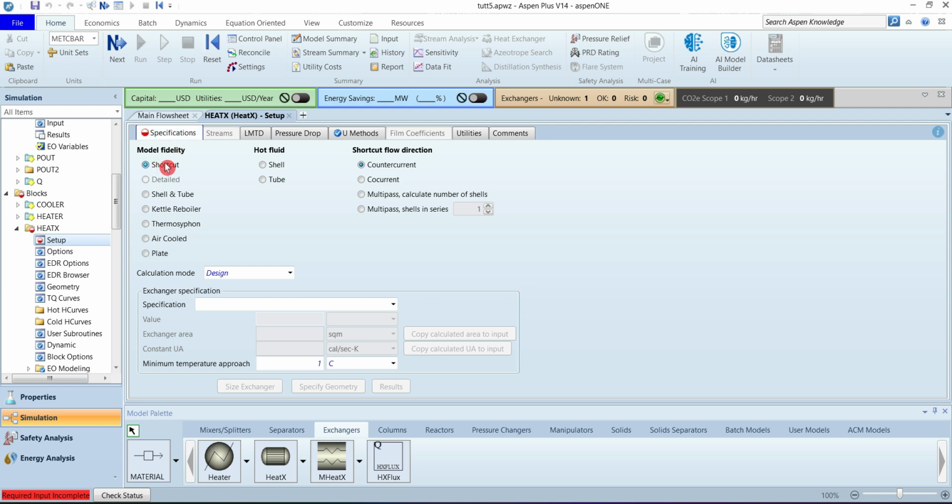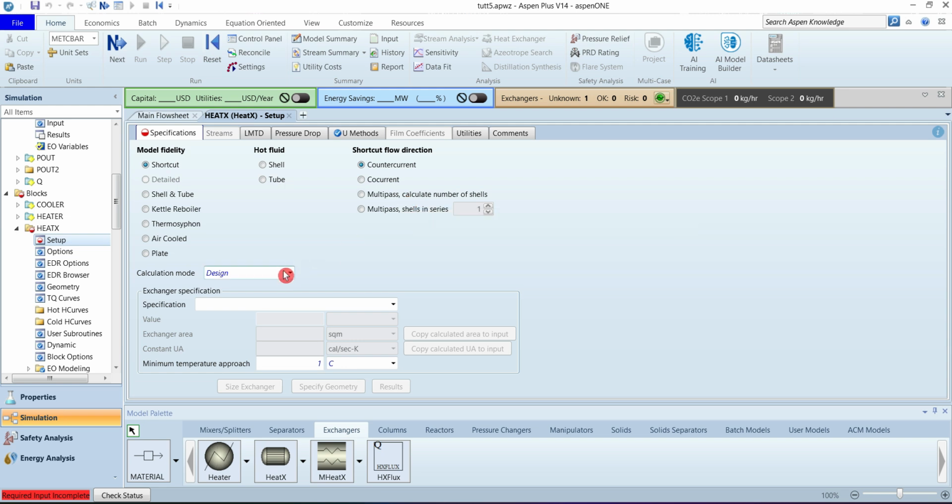On the top left corner, we can work with the shortcut as a model fidelity, or the detailed or the rigorous ones as a shell and tube, kettle, thermosiphon, air, or plate. So the below options are the rigorous calculations where we can size or rate, but the first option is a very shortcut option. Then here we can also specify whether the hot fluid should be in the tube side or the shell side. If you have rightly chosen the icon, then we don't need to specify anything over here. And you can also select the flow directions in the counter or in the co-current or in the multipass.